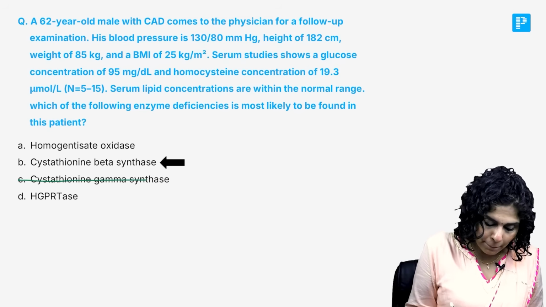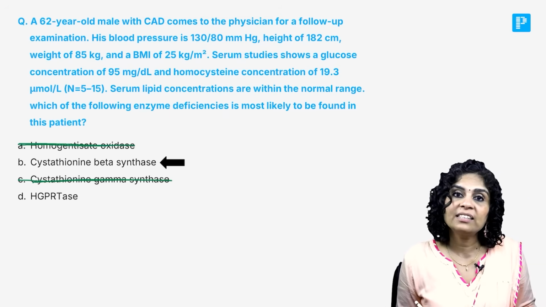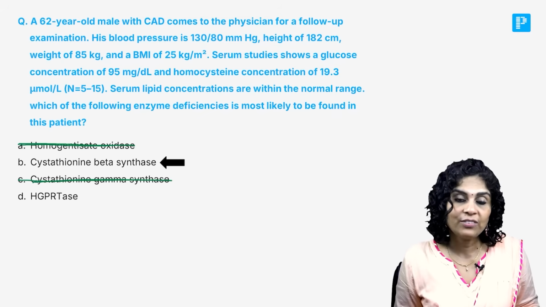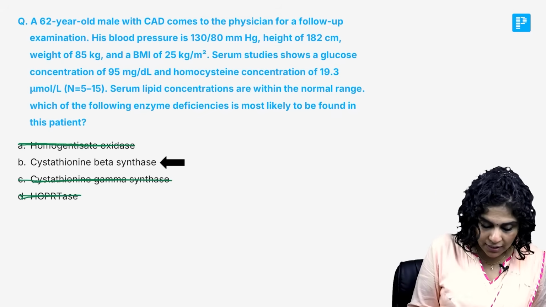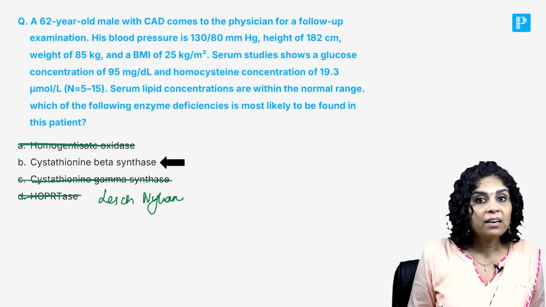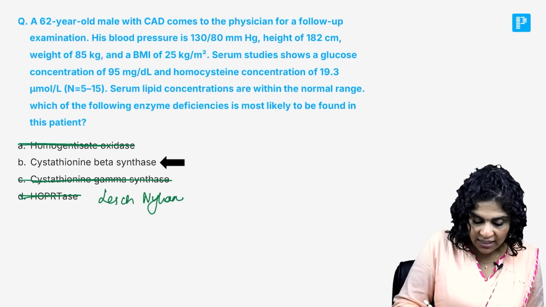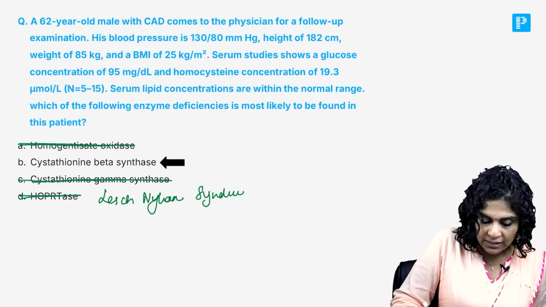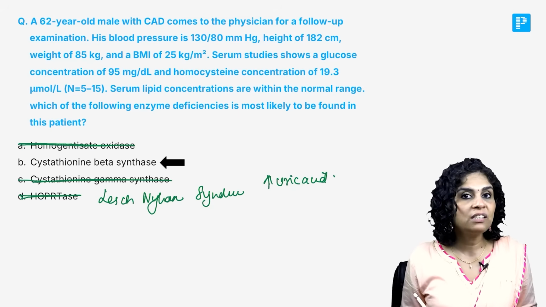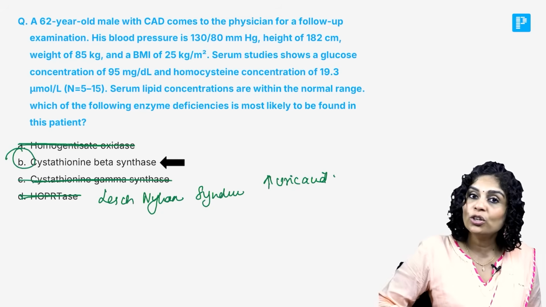There is no enzyme by this name. Homogentisate oxidase defect, just now we discussed, causes alkaptonuria. It has got nothing to do with homocysteine elevation. HGPRTase, hypoxanthine guanine phosphoribosyl transferase defect, causes Lesch-Nyhan syndrome, which presents with hyperuricemia. It does not present with hyperhomocystinemia. It presents with hyperuricemia. So the right answer here is choice B.